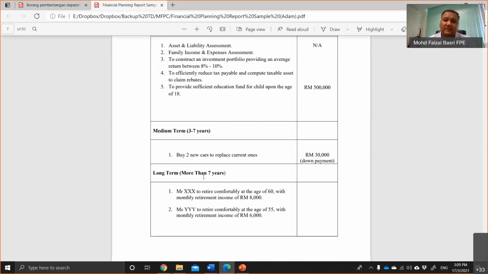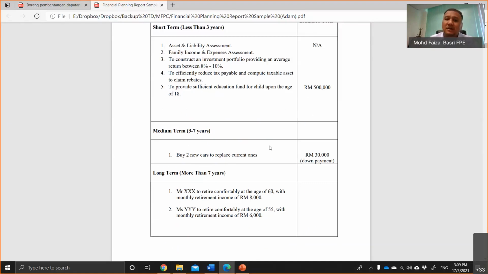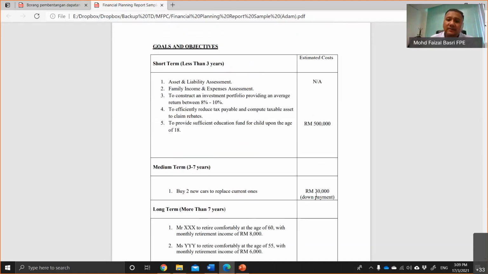For medium term, this particular family wants to replace their cars. Meaning not now, they want to replace between 3 to 7 years from now. So when we have this situation, we need to think that we need to set aside a certain amount of money, because they know after a few years they will need money for a down payment. For this case, they put 30,000 here, so meaning one car is an average of 15,000.